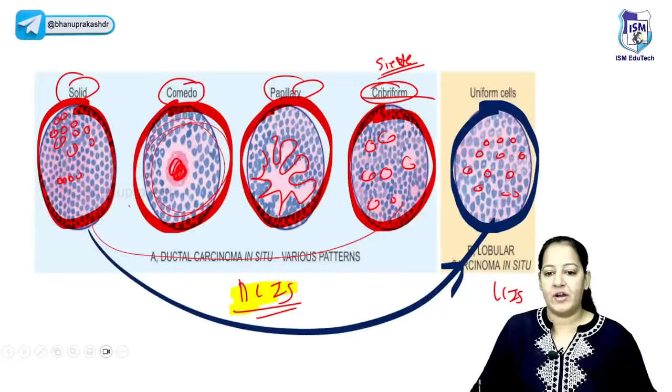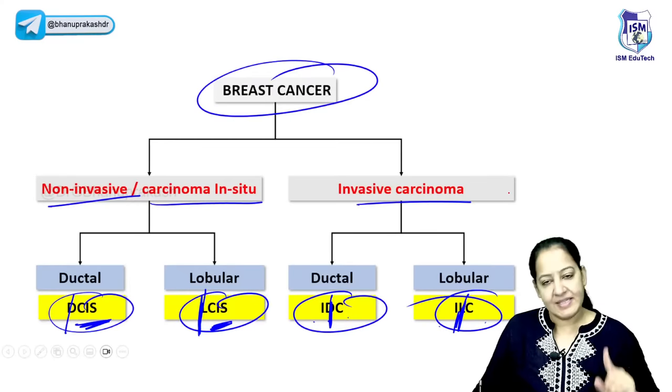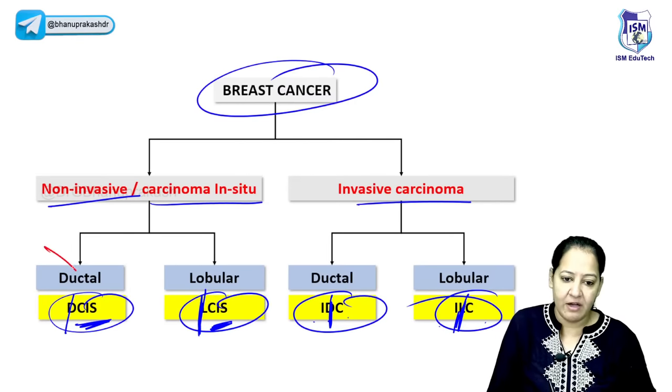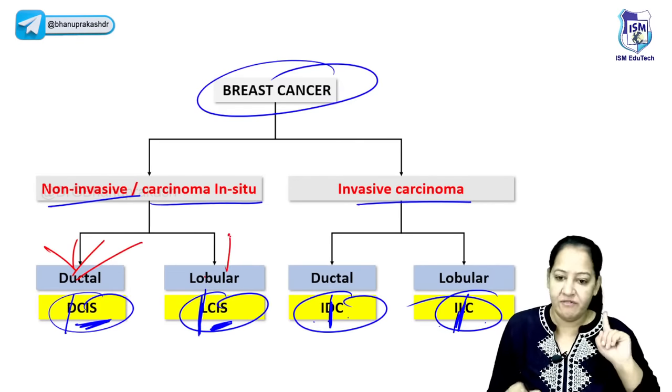How many of you got it? So I have told you two diagrams till now, Hana: DCIS and LCIS. In the DCIS, we have four options. In LCIS, we have only one option.